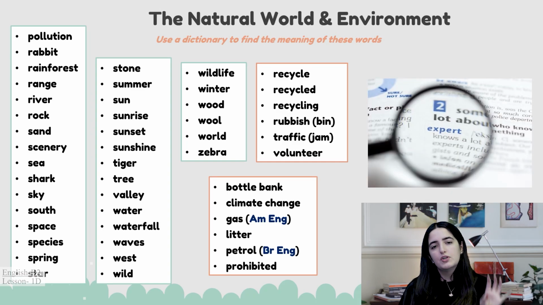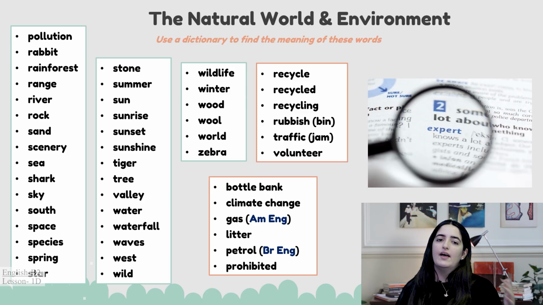Second set of words. As you can see here, I've put two different coloured boxes. The ones that are a bit more orangey are environment words, and the others are all natural world. But of course, there is going to be some overlap between the two. So I want you to do the same thing again. Get a dictionary, translate it to your own language, and try to go through as many words as you can. Pause and do that now.